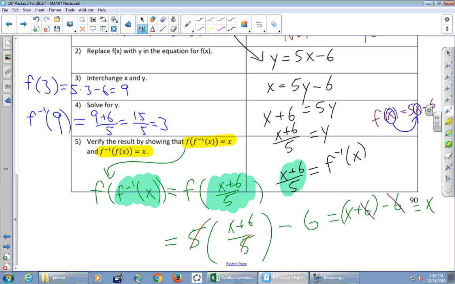That's proof, right? We didn't just get lucky there. We might have gotten lucky with 3. Here we proved that we didn't get lucky. It works for any x. In theory, you should have to do the other direction too. F inverse of f of x.